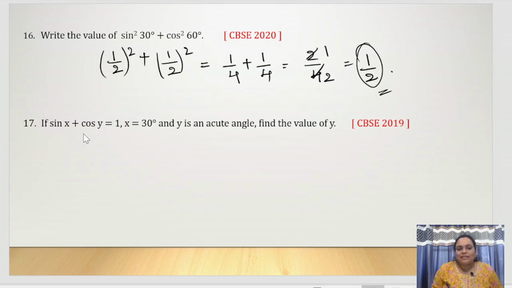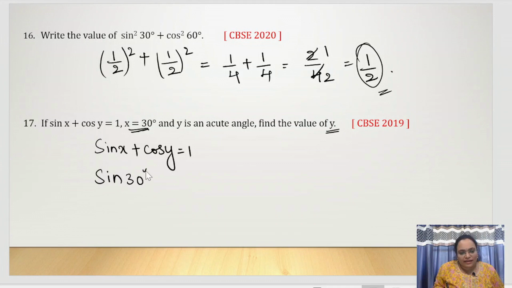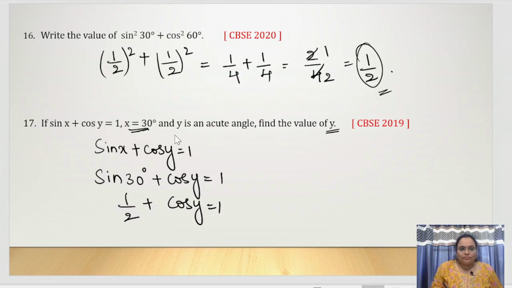If sin x plus cos y is equals to 1, x is equals to 30 degrees and y is an acute angle, find the value of y. So what is given? Given is sin x plus cos y is equals to 1. They have given us x is equals to 30 degrees. That is sin 30 plus cos y is equals to 1. So what is sin 30? That is 1 by 2 plus cos y is equals to 1.